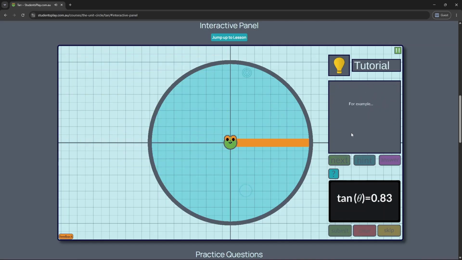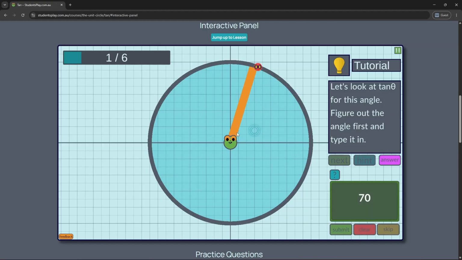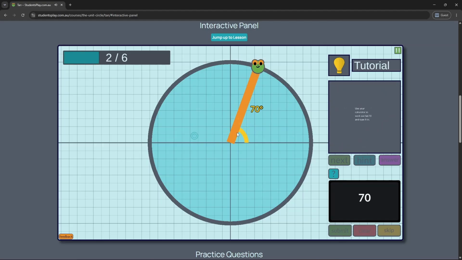For example, let's look at tan theta for this angle. Figure out the angle first and type it in. Okay, I'm going to say like 80. Oh wow, that was a bit off. We're at like 70. Nice. Use your calculator to work out tan 70 and type it in. Okay, tan 70, 2.75.